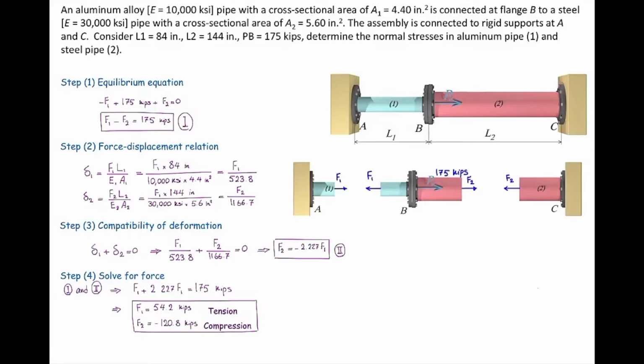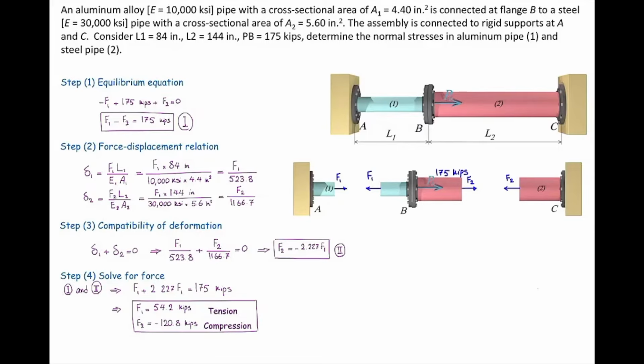Okay, so let's see what we have done for this problem. In this problem, there were two unknowns, but we had just one equation from the equilibrium. So the problem was statically indeterminate. In order to be able to solve the problem and determine the internal force, we needed to get one extra equation. And that extra equation came from the compatibility of deformations.